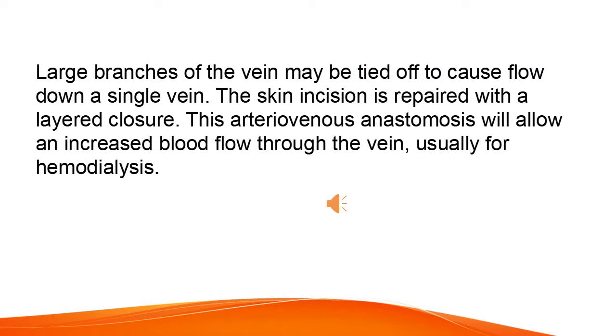Large branches of the vein may be tied off to cause flow down a single vein. The skin incision is repaired with a layered closure. This arteriovenous anastomosis will allow an increased blood flow through the vein, usually for hemodialysis.